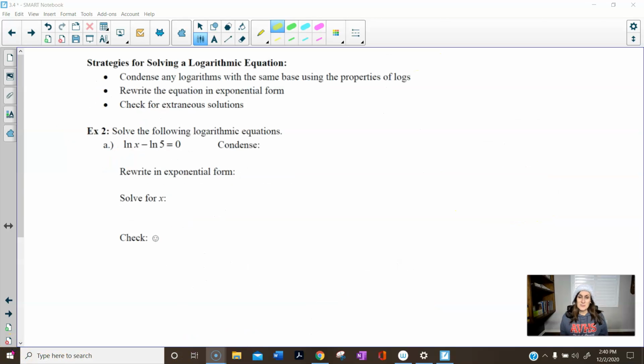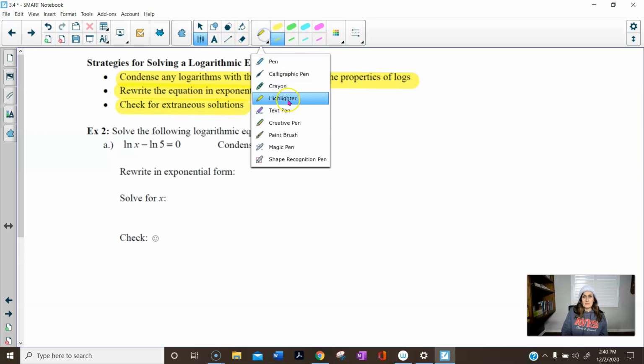So now we're going to do some strategies for solving a logarithmic equation. You can condense any equation using the properties of logarithms, rewrite the equation in exponential form, and then it's really important that you always check for extraneous solutions because sometimes you'll get answers that are undefined.